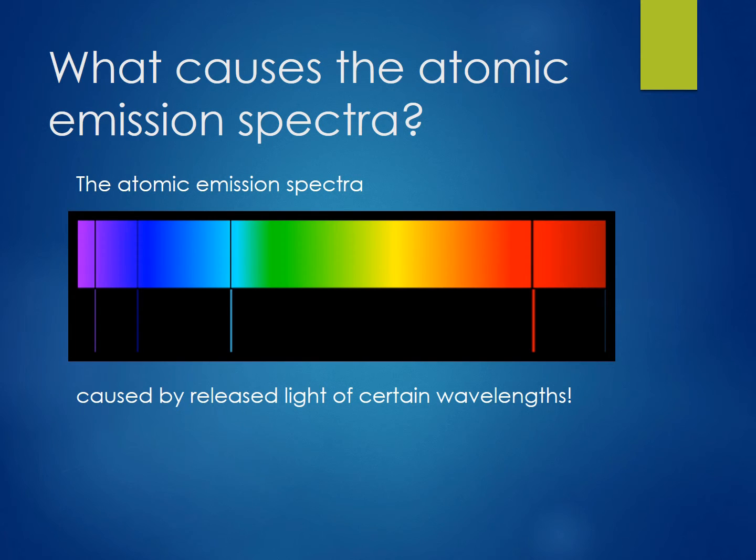What actually causes the atomic emission spectrum? So going back to our original question. The atomic emission spectra is what we see here. It's caused by released light of certain wavelengths. We'll get into how that light is released in other sections of the chapter, but for now, the atomic emission spectra is caused by released light of certain wavelengths.